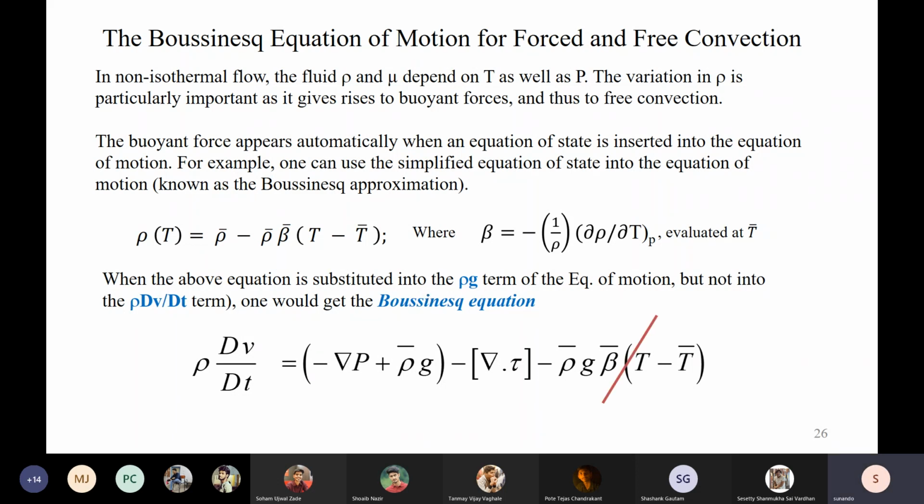This term, which represents buoyant force, and obviously in forced convection, the entire motion of the fluid is most likely due to the pressure which you apply on the system. That's what forced convection is all about. You force the liquid to move through a pipe or a tube. You force the fluid to flow over a flat plate with some velocity.